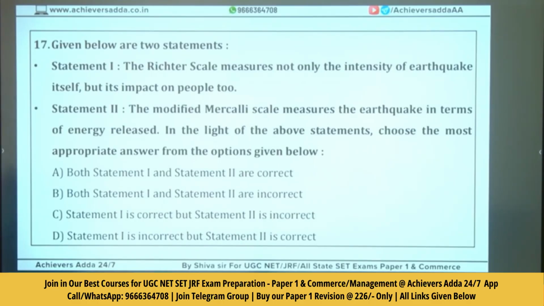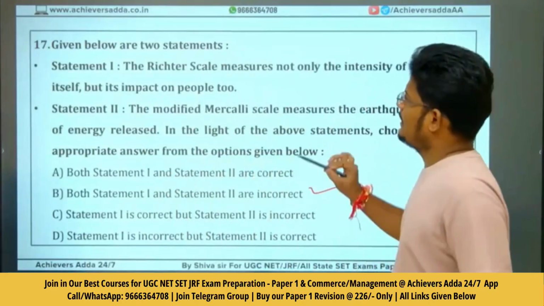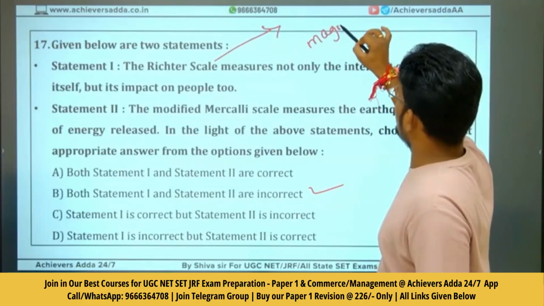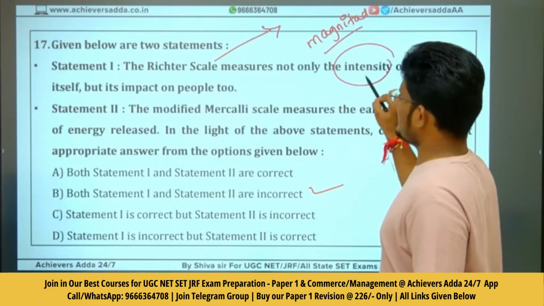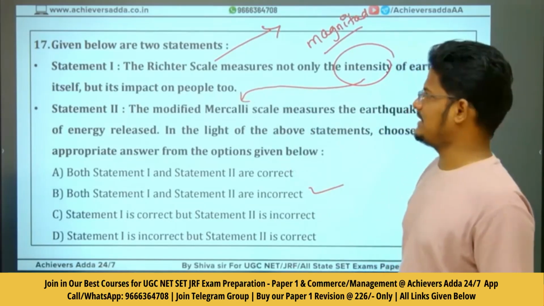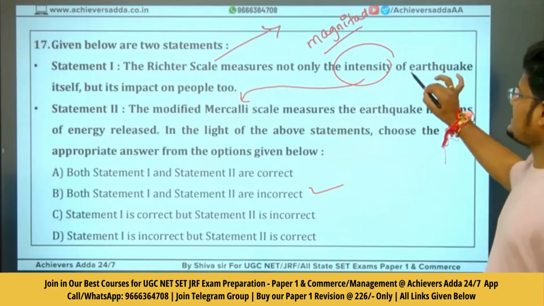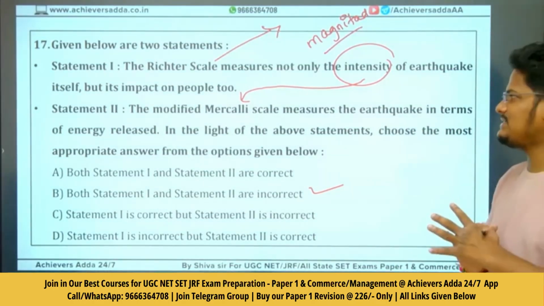Modified Mercalli scale measures the earthquake in terms of energy released. In the light of the above statement, which is correct? The answer will be B, both wrong. Why? It is the opposite. The Richter scale will measure the magnitude of the earthquake, whereas the intensity of the earthquake will be measured by the Mercalli scale. So the intensity of the earthquake and its impact on the people will be revealed by the Mercalli scale.